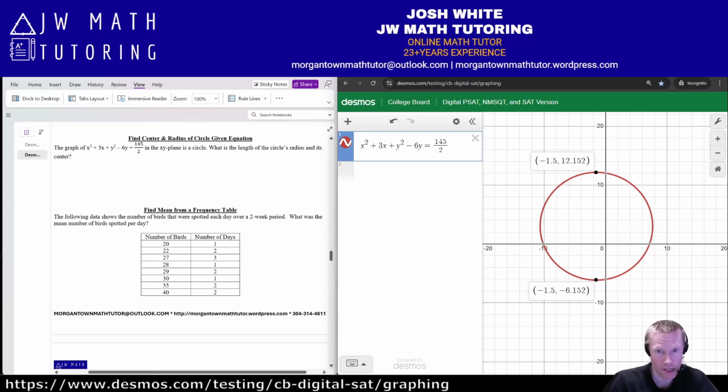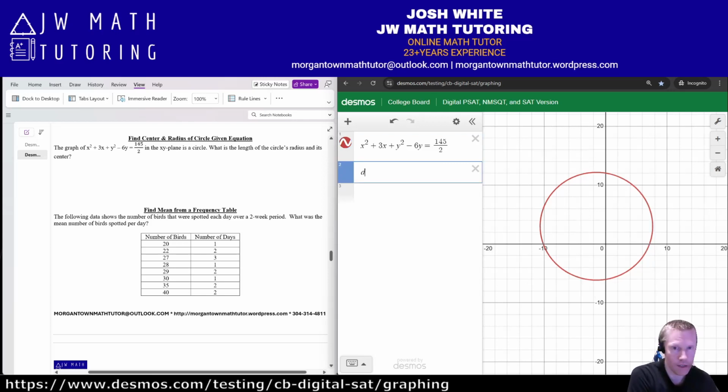So that being said, I'm now just going to go ahead. Notice they each have the same x-coordinate of negative 1.5, and I have my two y-coordinates, 12.152 and negative 6.152. So I'm going to go ahead and just type in distance and then type in the 2 points.